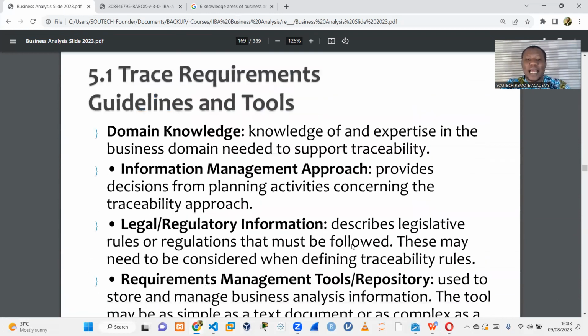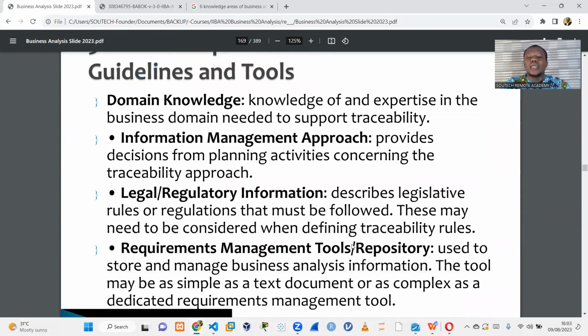Now, what are some of the guidelines and tools? So we need domain knowledge. If you don't have domain knowledge, it will be difficult for you to trace requirements, to get out requirements. You need business domain knowledge in order to trace these requirements. If you're not a software developer, if you've not worked in that field, if you've not learned under someone, it might be difficult for you to trace requirements for a software project. So it takes a lot of learning.